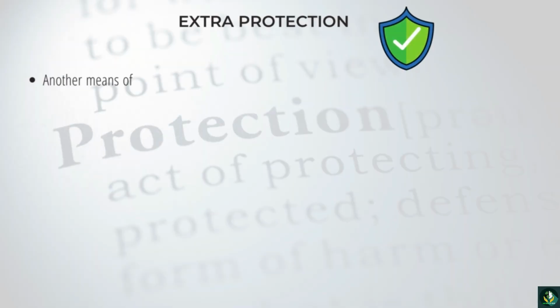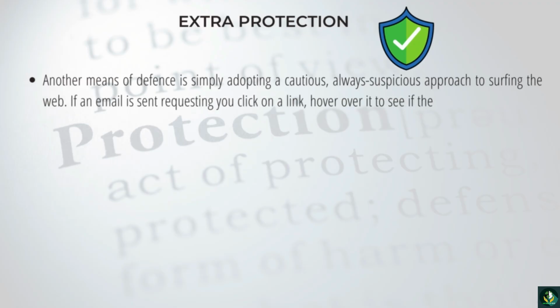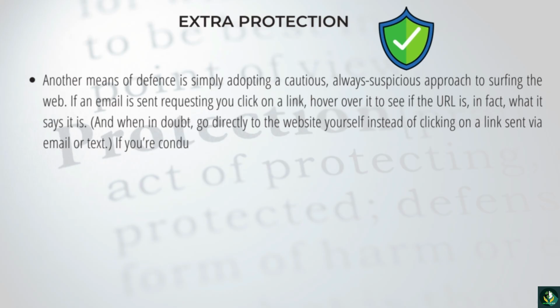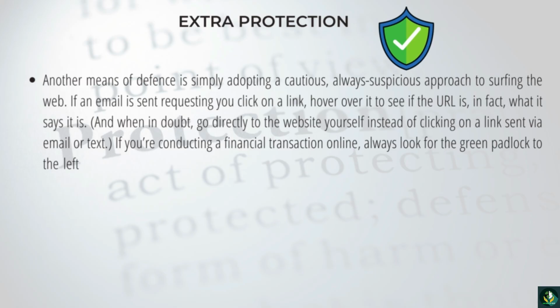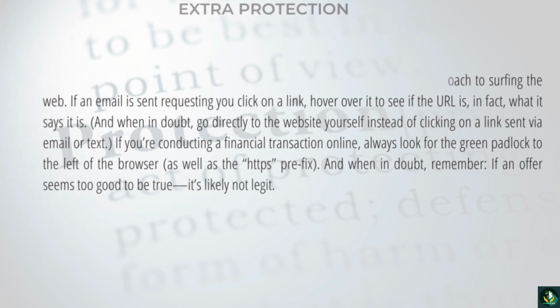Another means of defense is simply adopting a cautious, always suspicious approach to surfing the web. If an email is sent requesting you click on a link, hover over it to see if the URL is in fact what it says it is. And when in doubt, go directly to the website yourself instead of clicking on the link sent via email or text. If you're conducting a financial transaction online, always look for the green padlock to the left of the browser, as well as the HTTPS prefix. And when in doubt, remember, if an offer seems too good to be true, it's likely not legit.